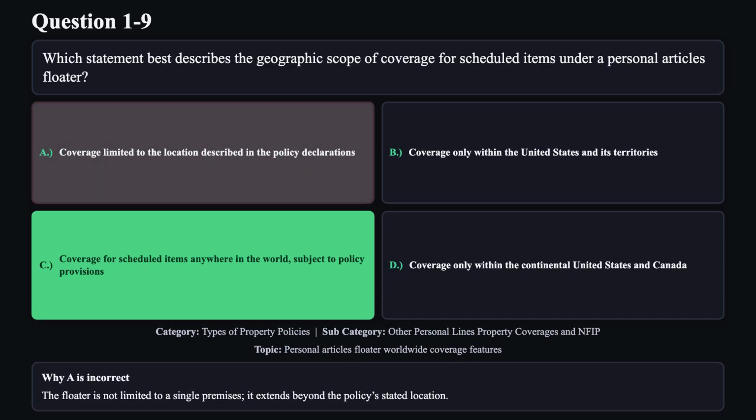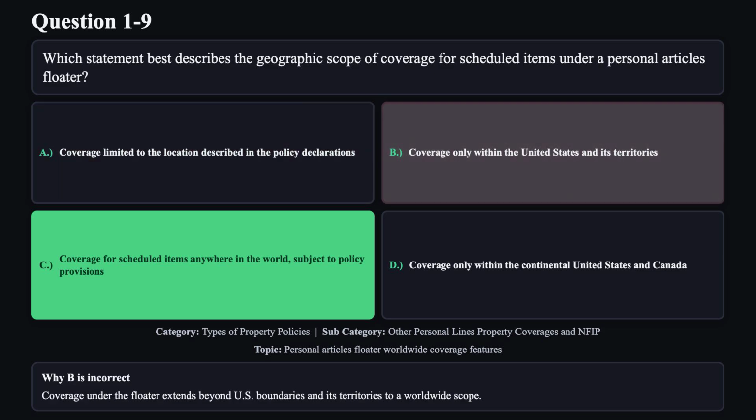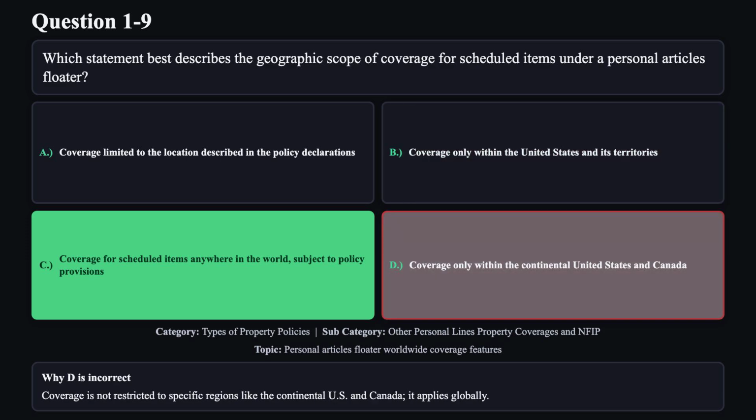Reason A is not correct. The floater is not limited to a single premises. It extends beyond the policy's stated location. Reason B is not correct. Coverage under the floater extends beyond U.S. boundaries and its territories to a worldwide scope. Reason D is not correct. Coverage is not restricted to specific regions like the continental U.S. and Canada. It applies globally.